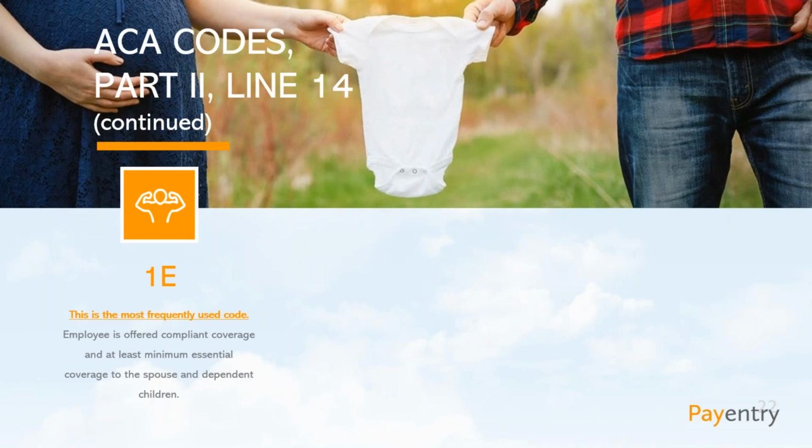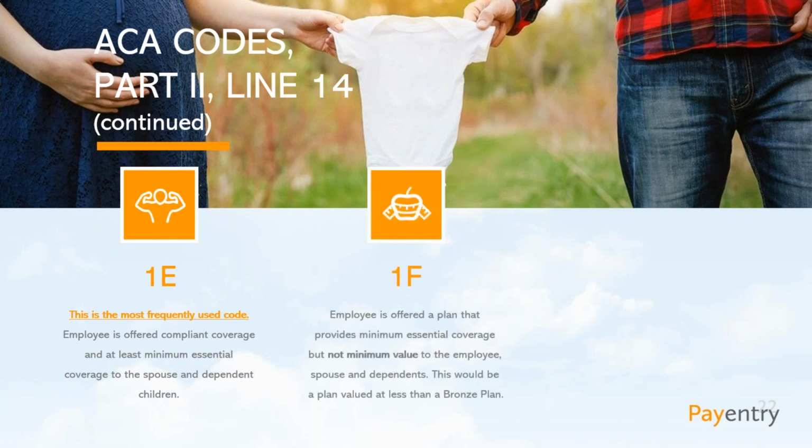1E is the most frequently used code. This is where the employee is offered compliant coverage and at least minimum essential coverage to the spouse and dependent children. It has nothing to do with the cost. 1F is if the employee is offered a plan that provides minimum essential coverage but not minimum value to the employee's spouse and dependents. This would be a plan valued at less than a bronze plan on the marketplace. And we're all more accustomed now to seeing the bronze, gold, and platinum plans out there.